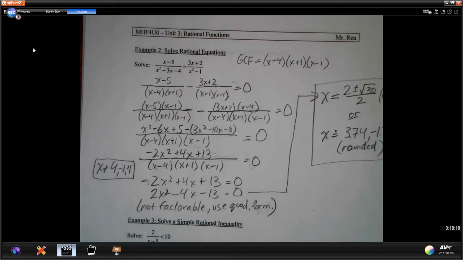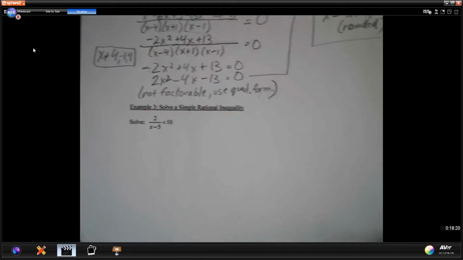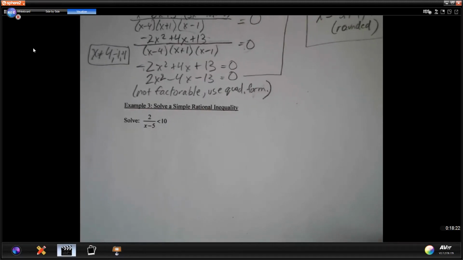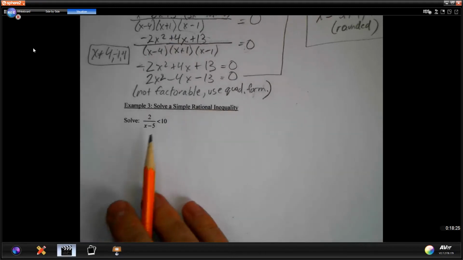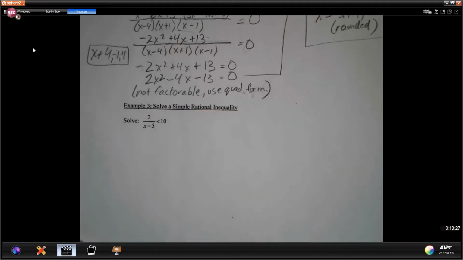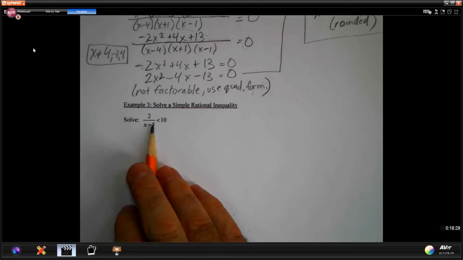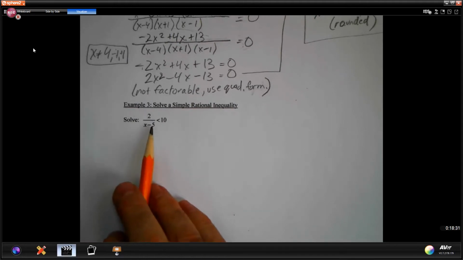Okay, so let's do a couple of examples of solving inequalities of rational situations. Okay, so the first one, and this one looks pretty straightforward.